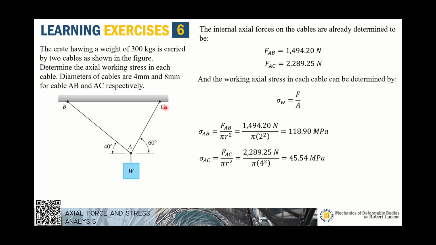For cable AC, we do the same calculation or investigation. The stress at AC is the internal reaction of AC over the area. So you have 2,289 divided by the area. You have 45.54 megapascal. Now, you have already investigated the internal stress happening in cable AB and AC.